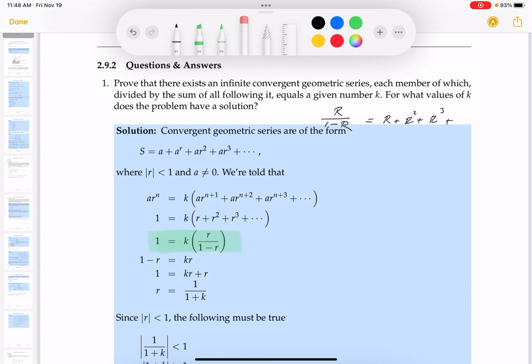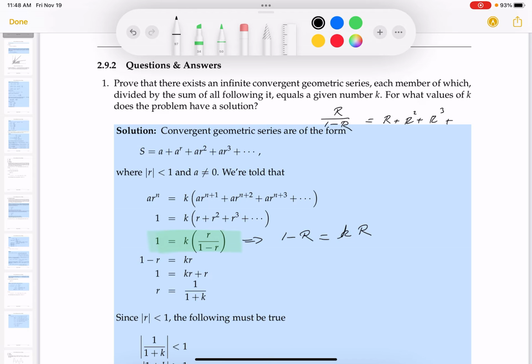And then I'm looking at this. I wonder what their question is. It says, for what values of k does the problem have a solution? Well, now I've got to solve the equation. I've got to figure this out. So what would you get? You'd get 1 minus r equals k r. Gee, I've got to solve for, let's see, they want us to find the k, right?